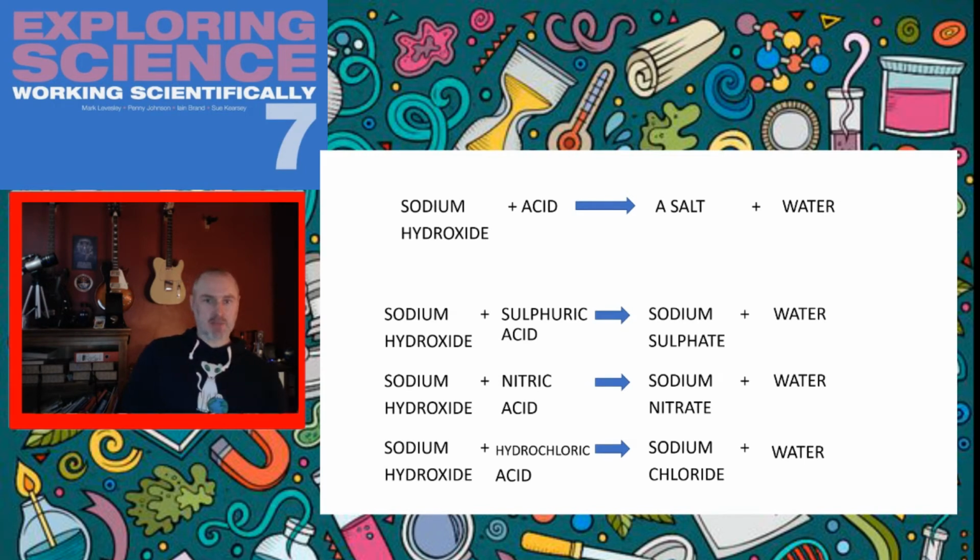Now, I could use any metal, right? Let's just go through another example. I could use lithium hydroxide. So, for example, lithium hydroxide and nitric acid will give me lithium nitrate and water. Calcium hydroxide and sulfuric acid will give me calcium sulfate and water, and so on. But just remember that one down at the bottom, that if it's hydrochloric acid, we get a chloride and the water.